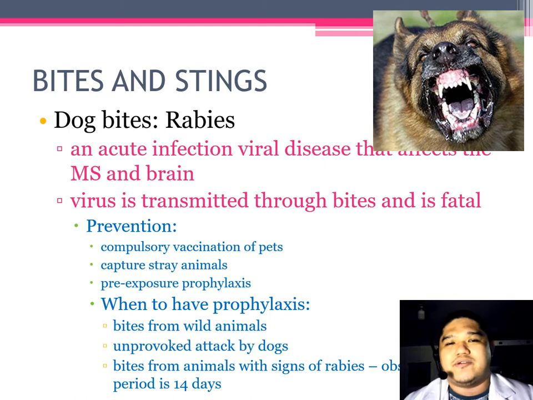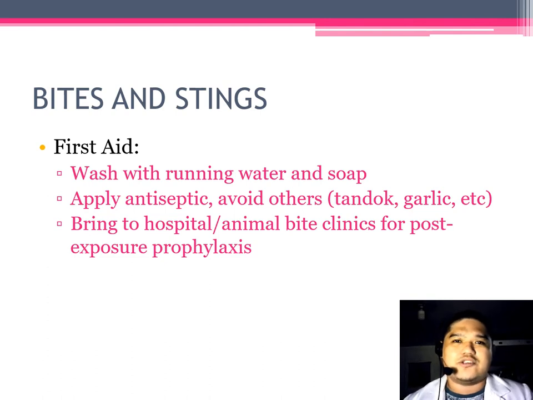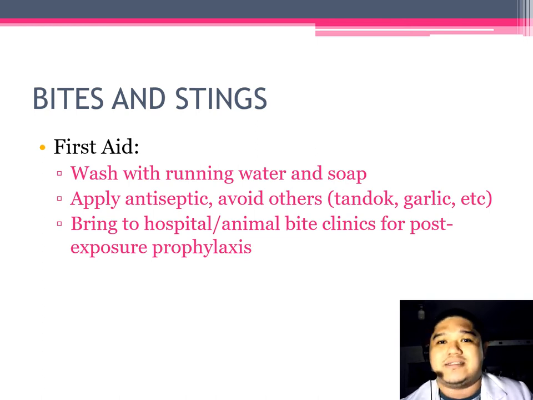There could be an observation period of 14 days or 2 weeks. If the animal dies within that period, it may have been infected by rabies. But we don't want to wait 2 weeks or 14 days for you to get vaccinated. From the time of the bite, you should immediately seek a consultation and of course get vaccinated. So what do we do if we sustain a bite from an animal, be it a stray or a household pet?